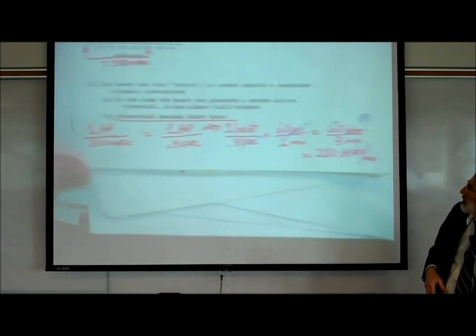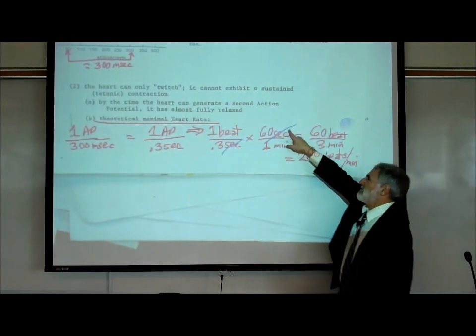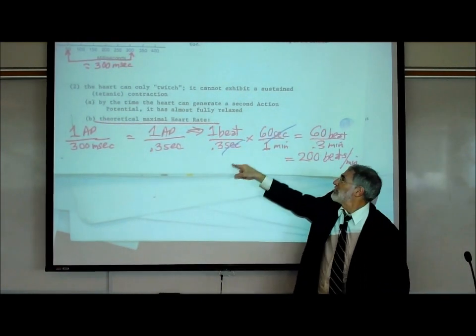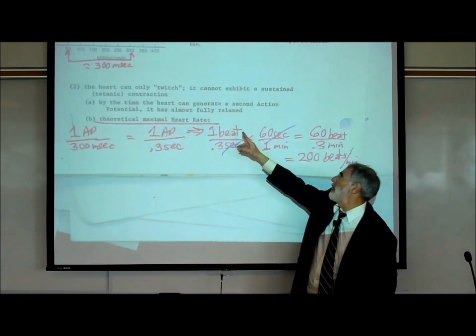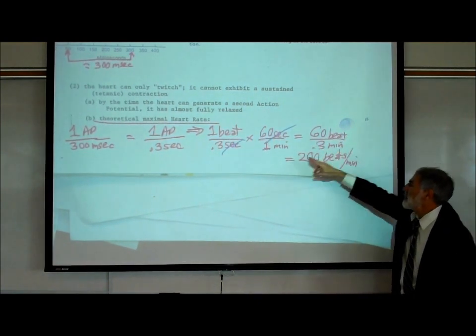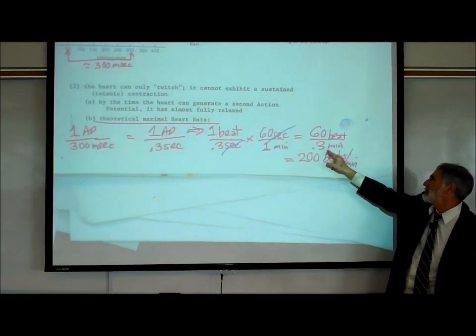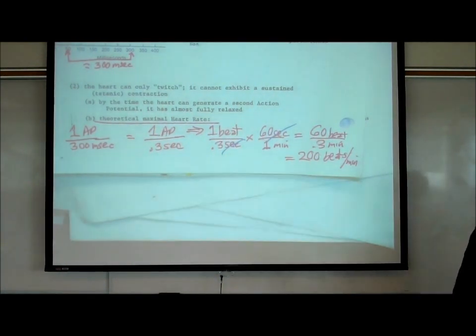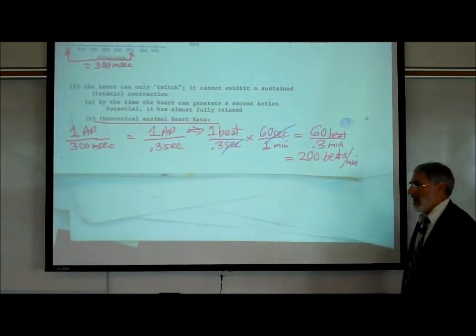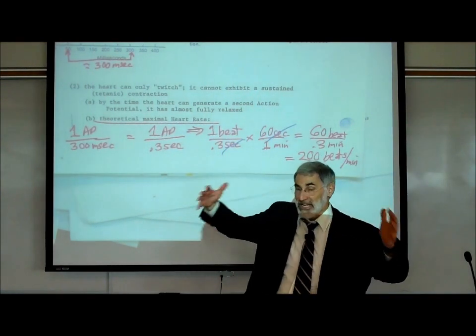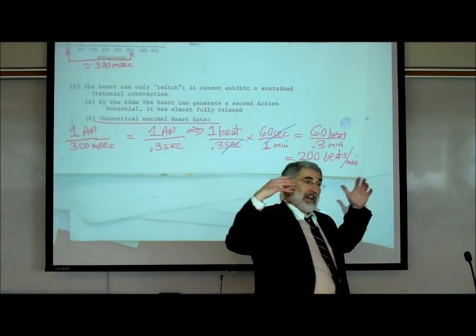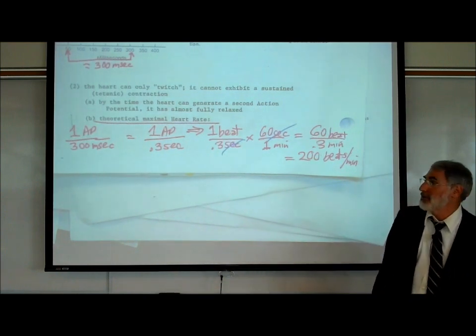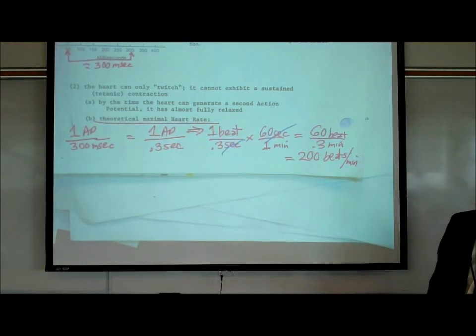So how many beats would that be per minute? Well, there's 60 seconds in 1 minute. So the second units cancel out. 1 times 60 is 60. 3/10 times 1 is 3/10. 3/10 goes into 60, 200 beats per minute. So that's the theoretical maximal heart rate, because the non-pacemaker heart cells need about 300 milliseconds between 1 action potential and the next.